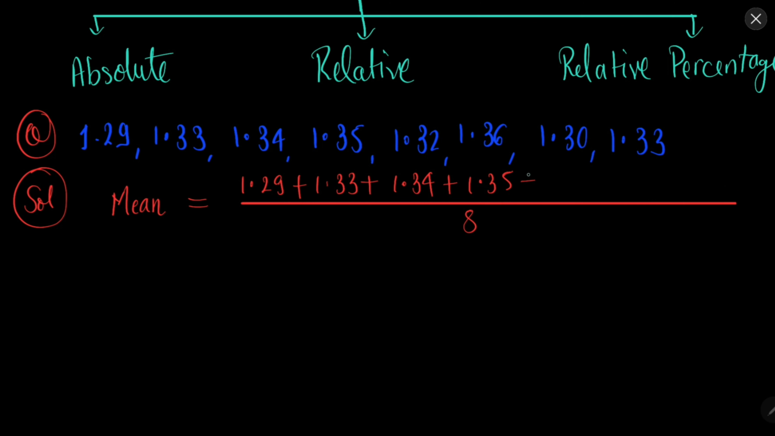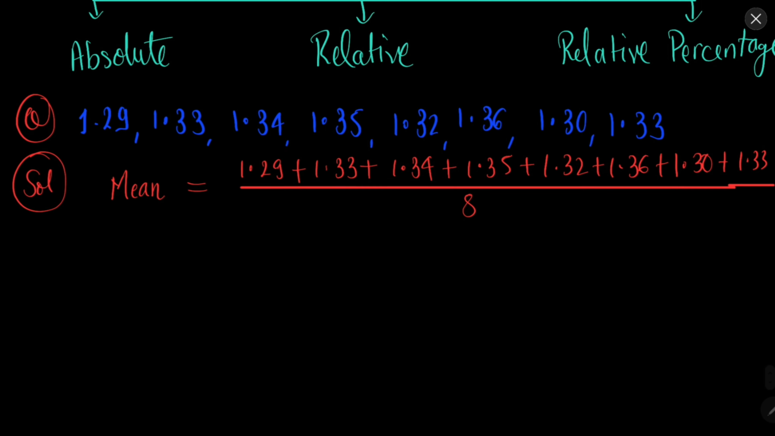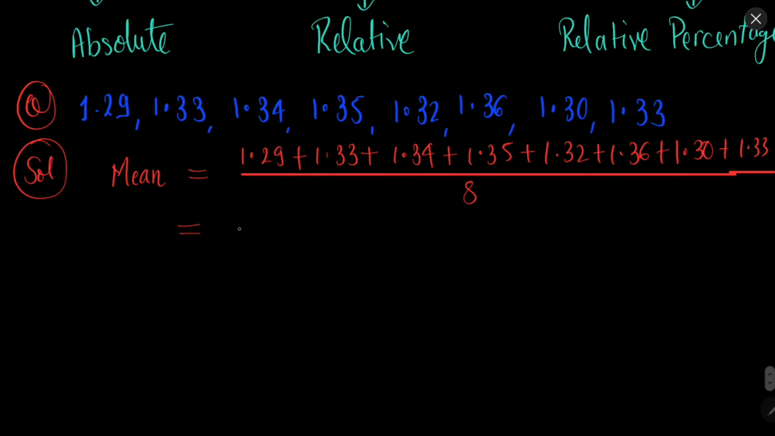8. Okay, hopefully you understand how to take the mean. Add all the values and divide by the total number of values that we have. So here 8 values are here. So when you calculate, the mean will come out to be 1.3275, which is approximately 1.33. So our mean is 1.33. Mean is also represented like this. Okay, bar on the value.